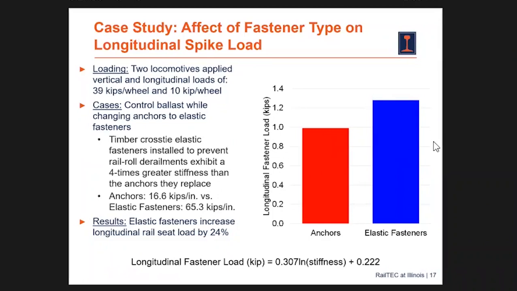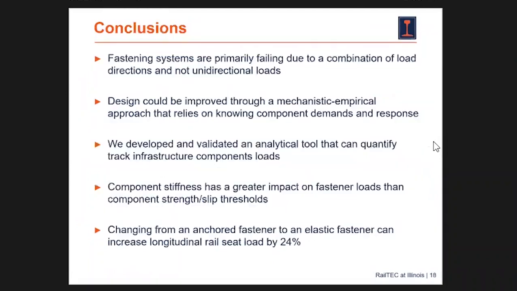But every component that we change within our system has an impact somewhere else, and we need to have these tools to be able to understand what that impact is. So this is just one tool that we have to be able to quantify what happens when you change out systems. And so as I wrap up, fastening systems are primarily failing due to a combination of loads. It's not just vertical or lateral. It's a combination of vertical, lateral, and longitudinal.